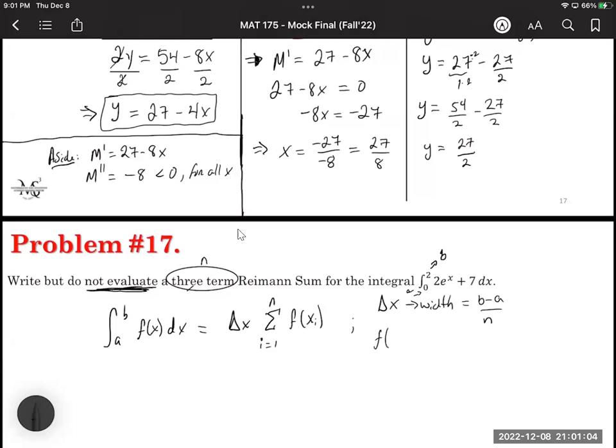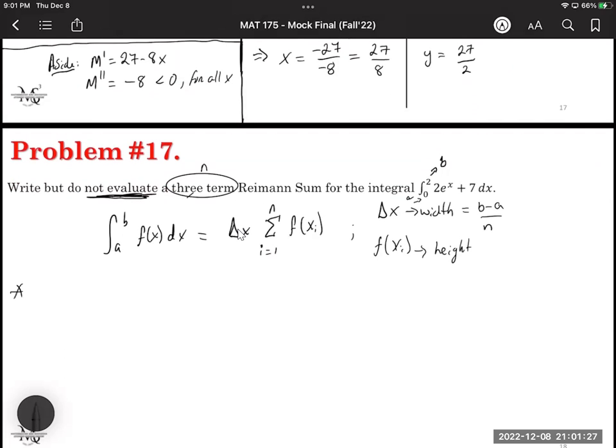Now, the f of xi's depend on the type of Riemann sum. It's the height of the rectangles. You can use left Riemann sums, right Riemann sums, or midpoint Riemann sums. Whichever you want to use is fine, but I'm going to use left Riemann sums. Once we have our formula established, you find your width. The width is always going to be the same. Delta x is equal to b minus a over n, so that's precisely 2 minus 0 over 3, which is 2/3.